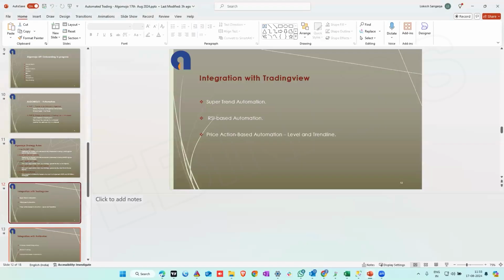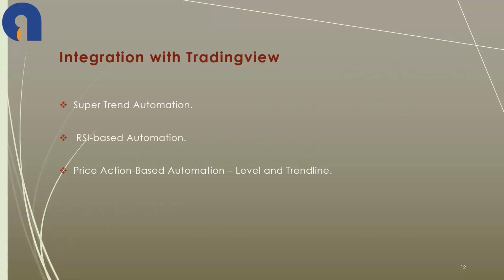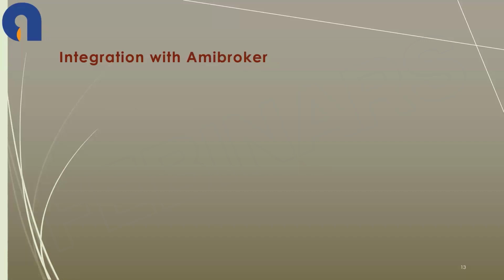Any Amibroker users? So we saw how we do a super trend based automation, RSI based automation, and price action, which could be price level, resistance, support levels, or trend line breakout or breakdown kind of automation. If there are any users of Amibroker, we can get into seeing that. In case there are no users, we can move on with the rest of the presentation. Kindly let me know if anybody would like to look at Amibroker based automation.